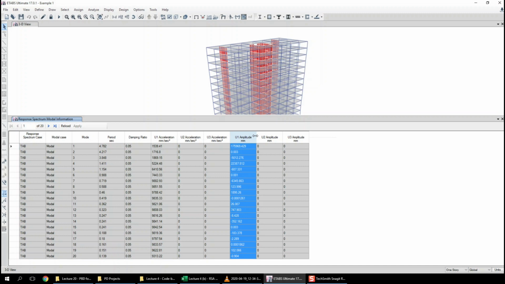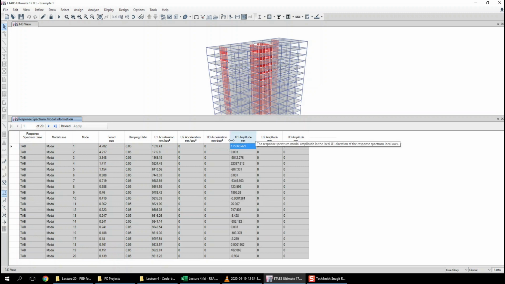Which means that if I want the first mode displacement contribution in the RSA analysis, then we should multiply this number with the first mode shape displacement, which is reported from the modal analysis results. Similarly, if I want the story shear, for example, for the second mode shape in RSA analysis, I should multiply the multiplier here corresponding to the second mode with the story shears reported by the modal load case.